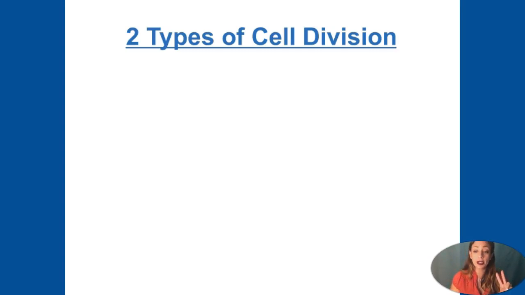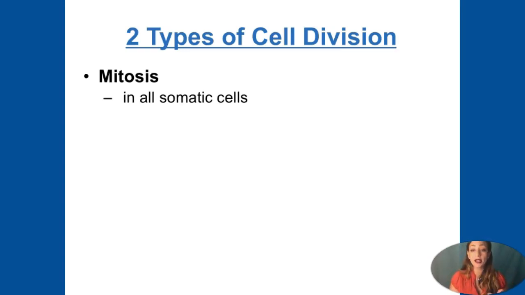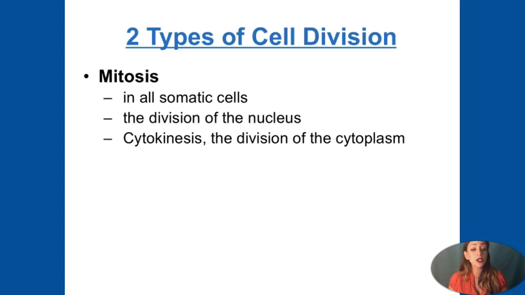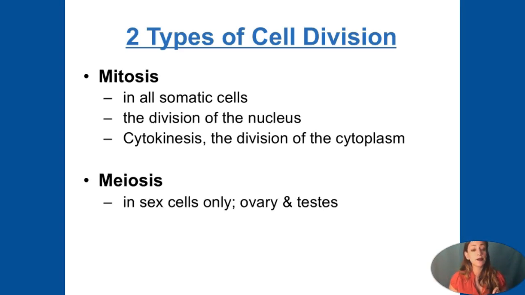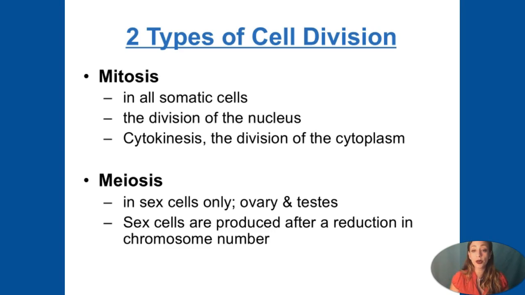There are two types of cell division. There's mitosis, which we said happens in all somatic cells. It is when there is a division of the nucleus, and at the very end, you have cytokinesis, which is complete division of that one cell into two cells because it completely divides the cytoplasm altogether. The second type of division is meiosis. This is the one that has to do with sex cells. So basically, you're going to have sex cells in your ovaries, or your testes if you're a male. Sex cells are produced after a reduction in chromosome number.